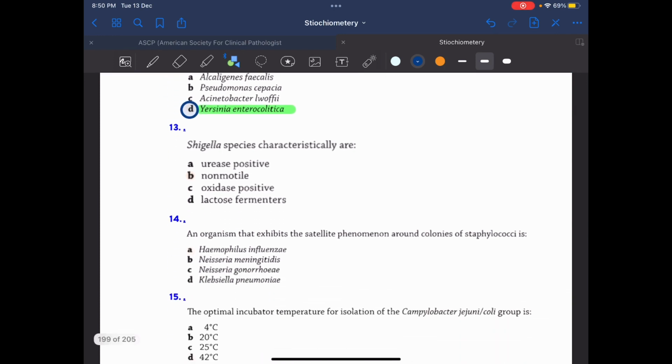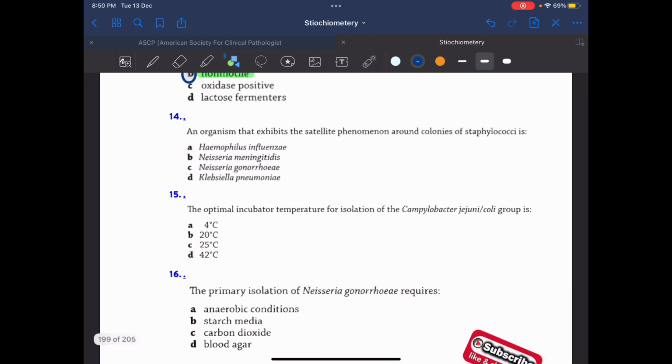Question number 13. Shigella species characteristically are urease positive, non-motile, oxidase positive, or lactose fermenter. Shigella are urease negative and oxidase negative, and it is a non-lactose fermenter. So the correct answer is non-motile. So B.